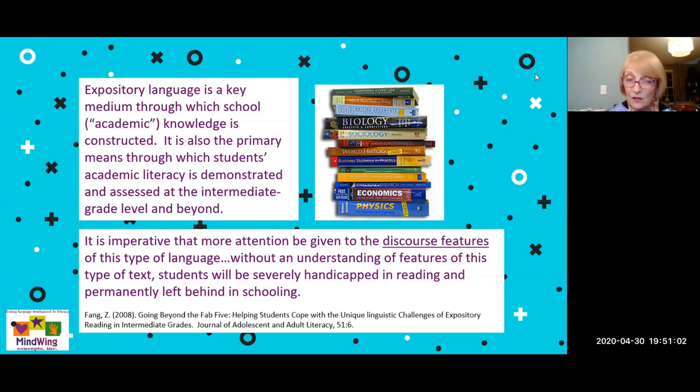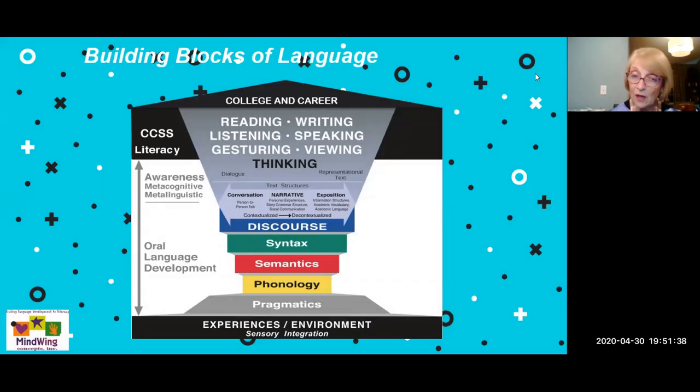Fong, in a 2008 article from the Journal of Adolescent and Adult Literacy, notes that it's imperative that more attention be given to the discourse features. That means the organizational structure and how they're related to academic conversations of this type of language. Without an understanding of the features of this type of text, students will be severely handicapped in reading and permanently left behind in schooling because so much of the curriculum is this text later on.